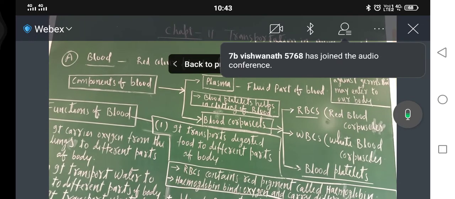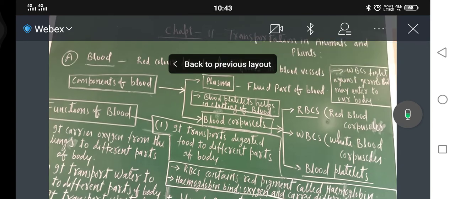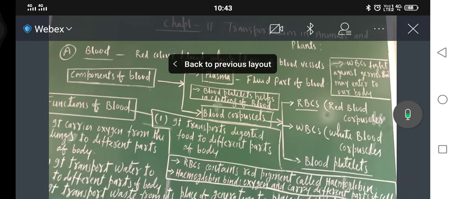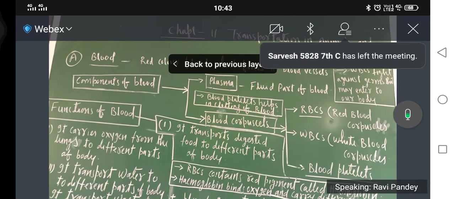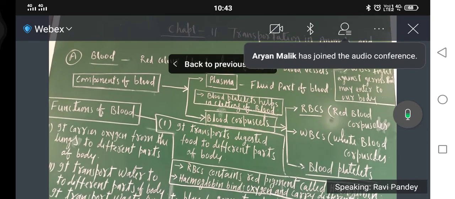Okay, so just see. Okay, now Hemant, just you mute everyone. Just keep on indicating to me whether I am audible or not.